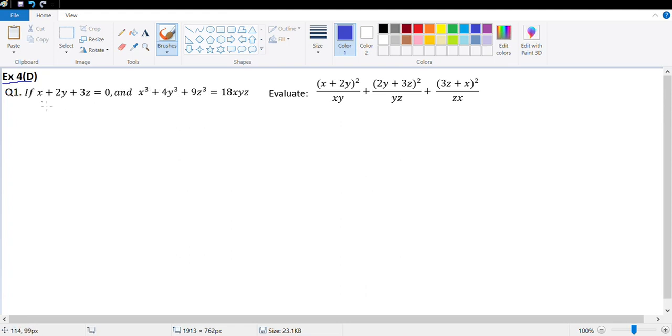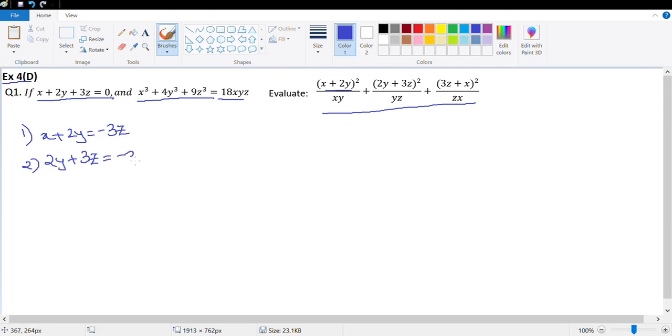So question 1: if x plus 2y plus 3z is 0, and x cubed plus 4y cubed plus 9z cubed is 18xyz, evaluate what will be the value of this. So in the numerator I have x plus 2y. From the first equation I get x plus 2y is equal to negative 3z. The second one, 2y plus 3z, will be equal to negative x. And the last one, 3z plus x, would be equal to negative 2y.